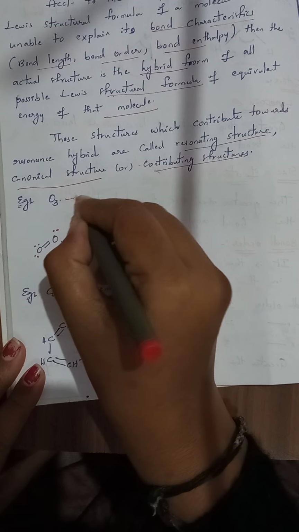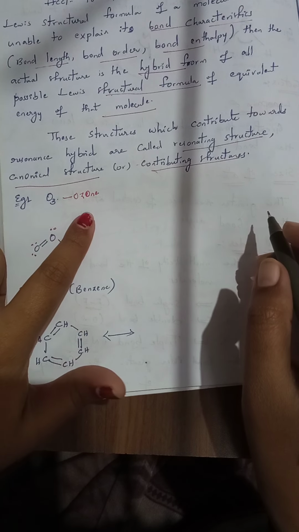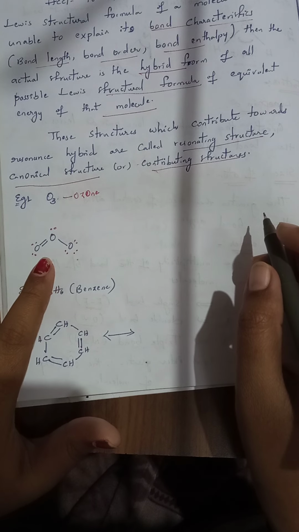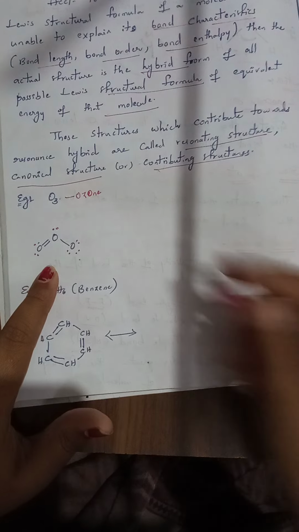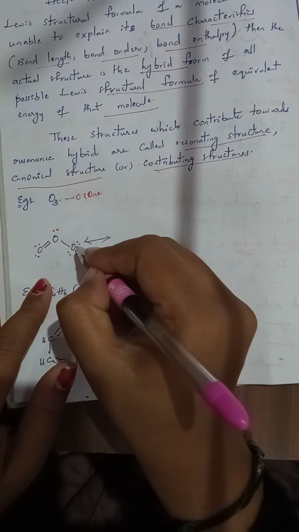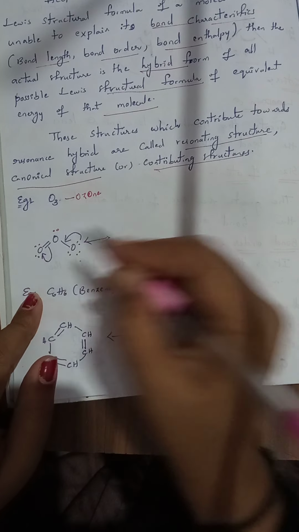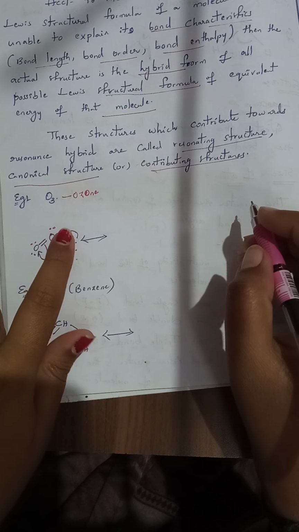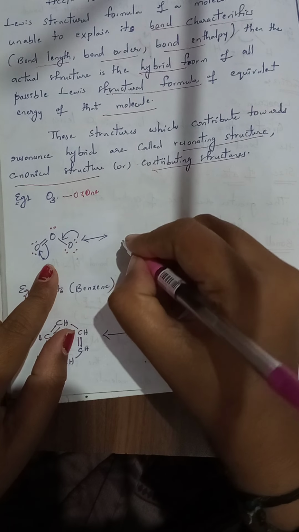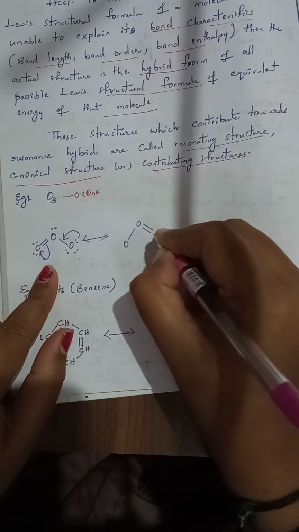Now we'll try to write the canonical structures or resonating structures for ozone. The formula for ozone is O3. The Lewis dot structure of ozone is written like this. For this, one more Lewis structural formula is possible. When this lone pair of electrons moves here, immediately the bonded electrons move to this atom. Then a single bond exists between these two oxygens and a double bond is created between these two oxygens. Then we get the structure O single bond O double bond O.